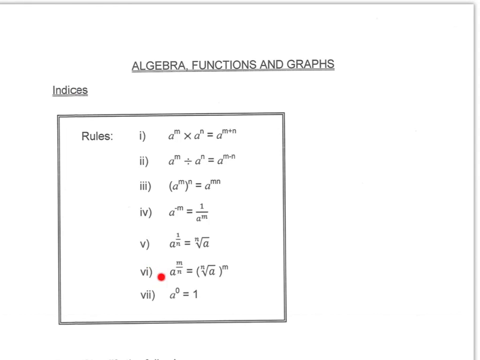Rule 7 then is another fractional power, and in this case the denominator again still tells us the root that we want, but the numerator now tells us the power that we must raise that to. Last rule, Rule 8 then, is the 0 power, and anything to the power of 0 will always give us an answer of 1.